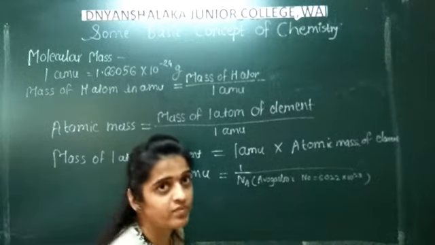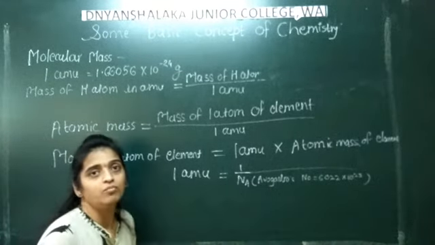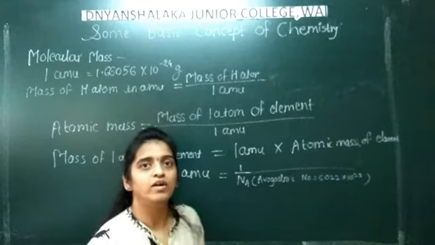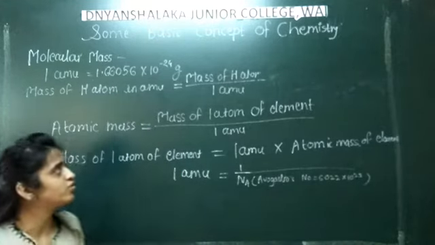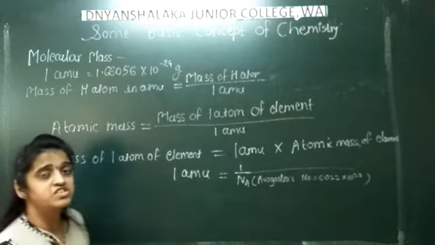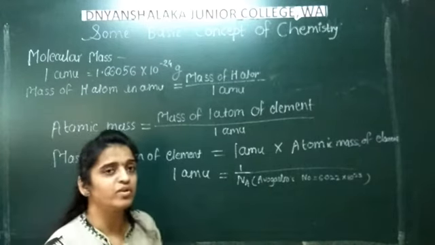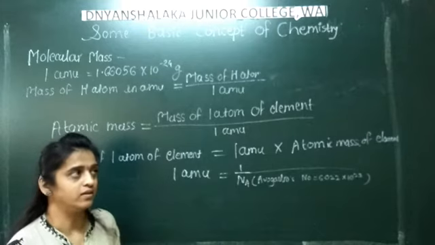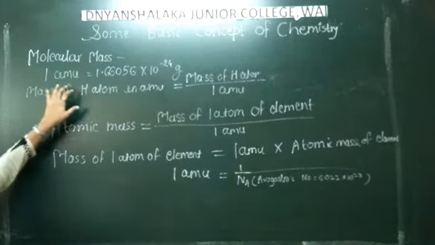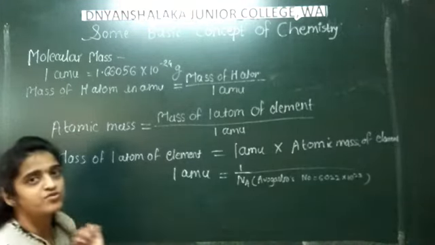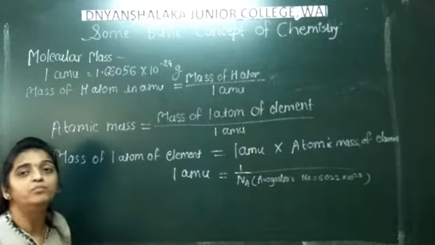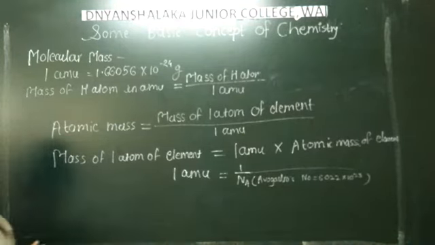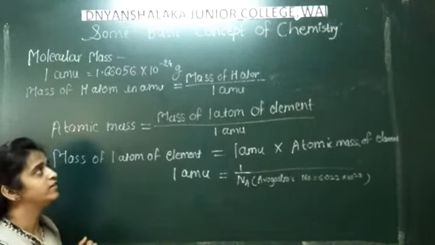Good morning students. Today we start molecular mass, formula mass and molar mass of compounds. In the last lecture we already studied average atomic mass and Dalton's atomic theory. We also calculated that one atomic mass unit is equal to 1.66056 into 10 raised to minus 24 gram.